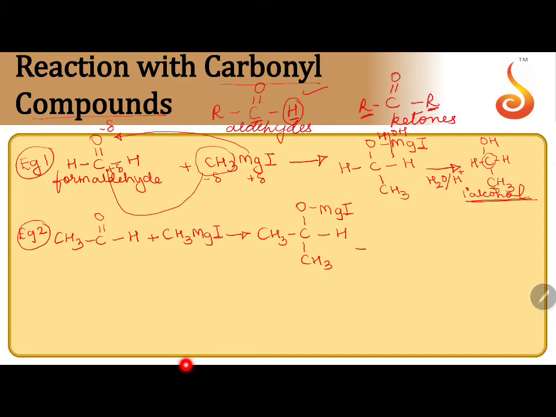Next step, hydrolysis. When you carry out hydrolysis, you are left with CH3, CCH3. Here you have OH, H, and what is the byproduct? MgIOH. See, if it breaks here, H here, OH here. Now if you are observing this alcohol, this carbon attached to OH is attached to 2 carbons, and hence I call it a secondary alcohol.